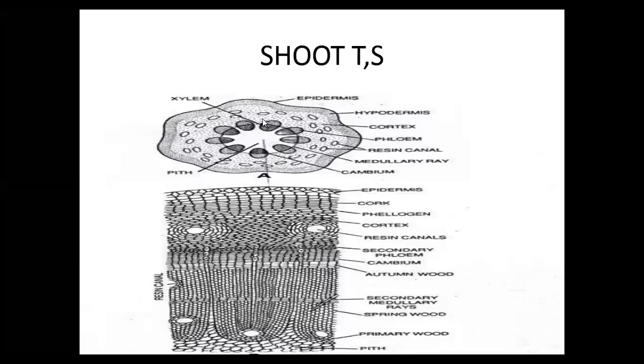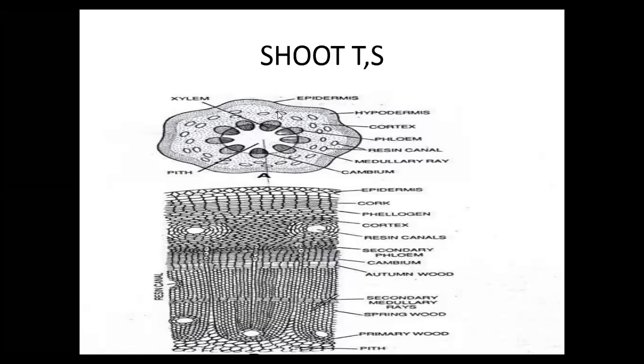Pinus primary shoot TS. Below one year of plant age, we call it primary shoot TS. The primary Pinus shoot TS shows a spheroidal outline with ridges and furrows regions.